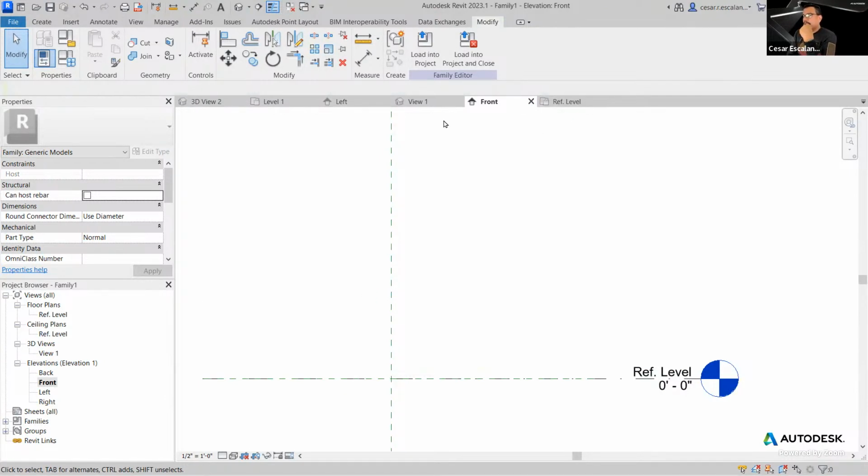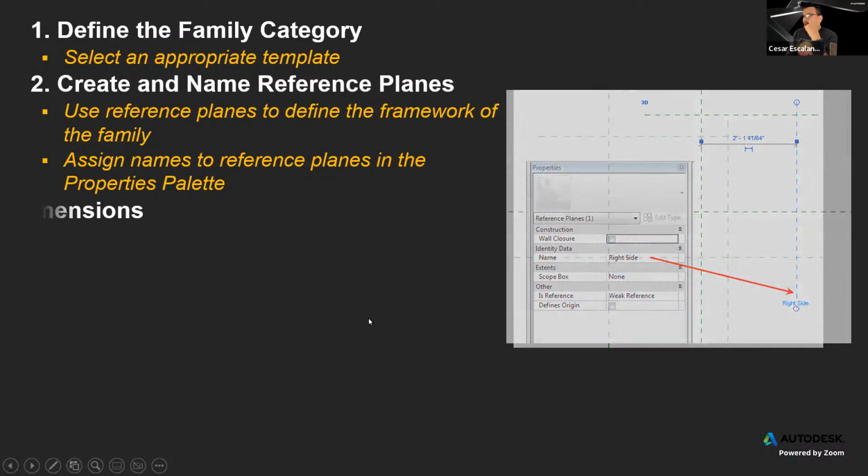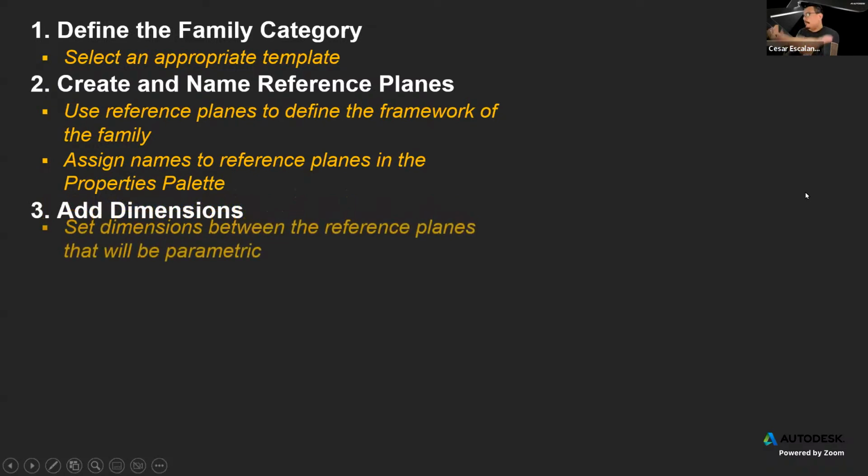Okay, so when we are in the process of thinking of creating a family, think about what the shape and the faces of this family are that need to be parametric. If this family needs to increase in size in certain directions, which is typical of some type of furniture like tables or countertops, then let's make sure that we add the reference planes as needed. So reference planes are the framework of the family.